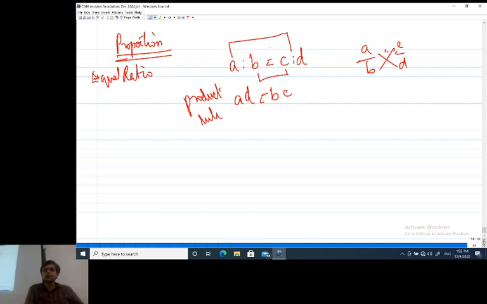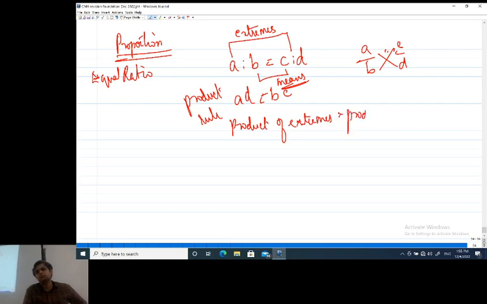The two corner variables in a proportion are called extremes. The two in-between variables are called means. So the rule says product of extremes is equal to product of means.